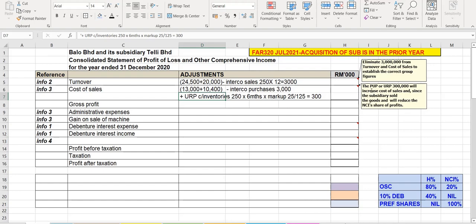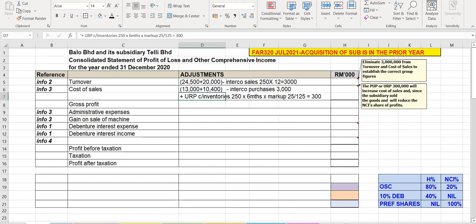So the provision for unrealized profit, or in short unrealized profits, of 300,000 will increase the cost of sales. And since the subsidiary is the seller here, remember it was an upstream sale, the unrealized profit will also reduce the non-controlling interest share of profits.